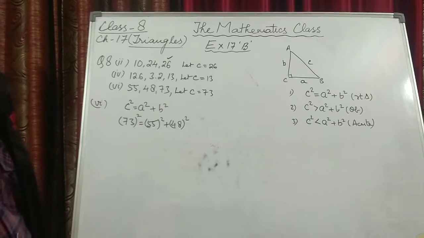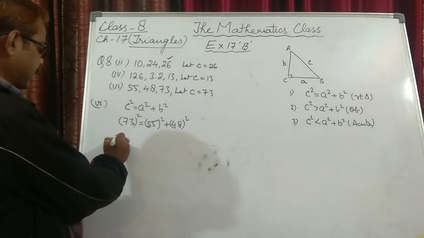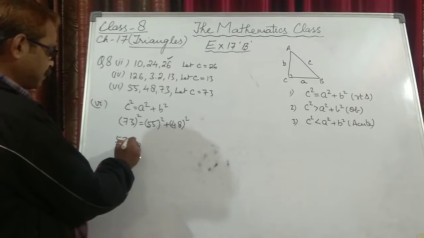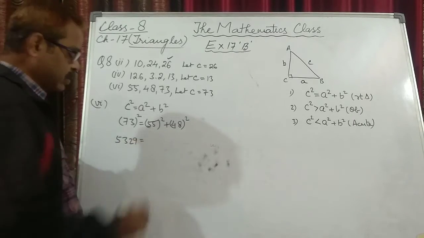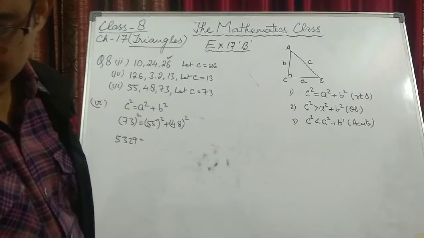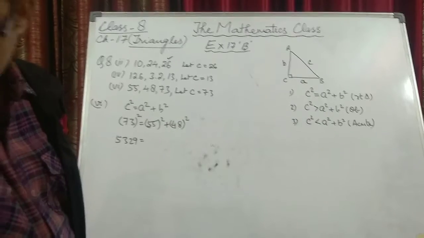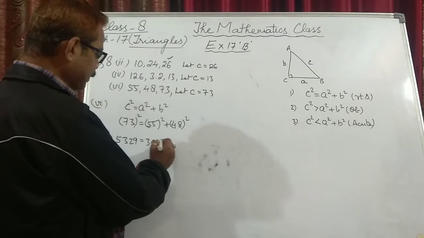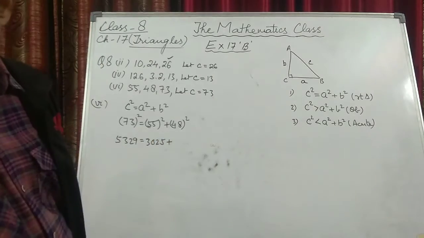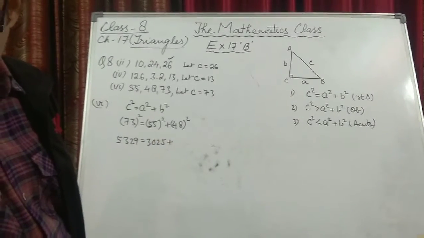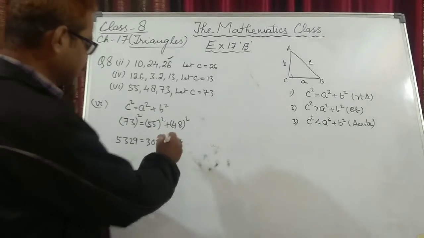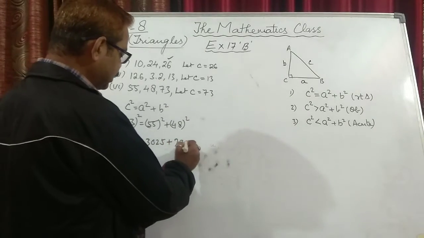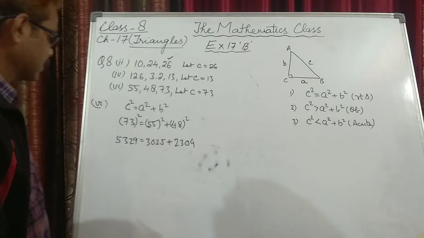73 into 73 is 5329. When you square 73 into 73, you will get 5329. 55 into 55 is 3025 and 48 into 48 is 2304. Now let us add them.